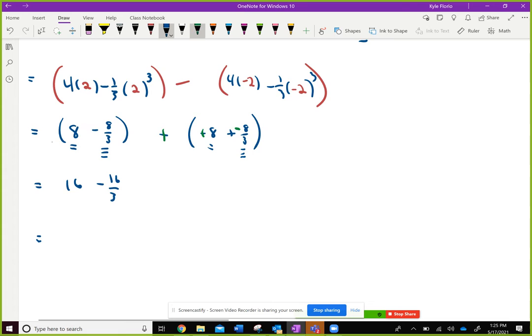Okay, let's do that again. So this is really just going to be, what's 16 times 3? 48. So 48/3 minus 16/3 is 32/3. I would do that a way different way. Okay.